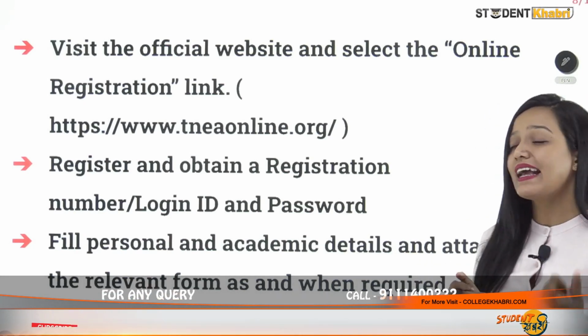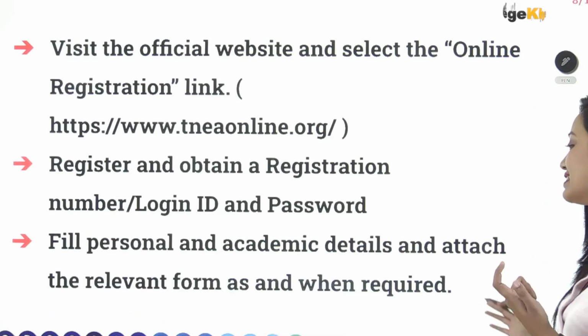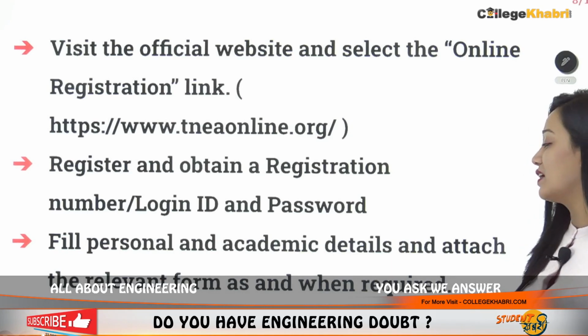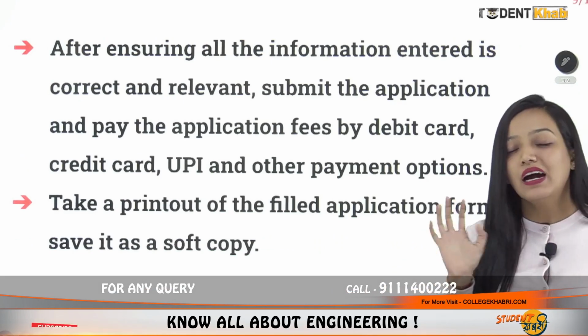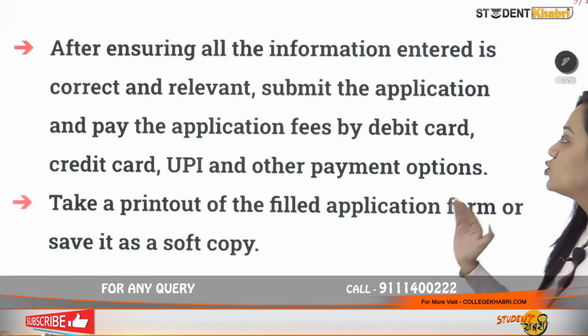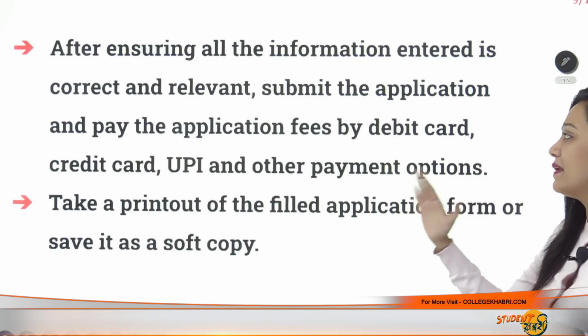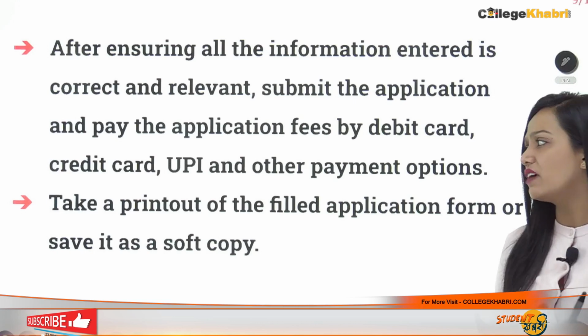Once you get the login ID or registration number and password, fill in your personal and academic details and attach the relevant forms as and when required. Whatever documents are required, you have to attach all of them. After ensuring all the information entered is correct and relevant, submit the application and pay the application fees by debit card, credit card, UPI and other net banking options.